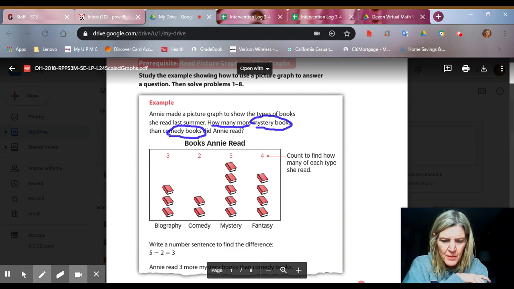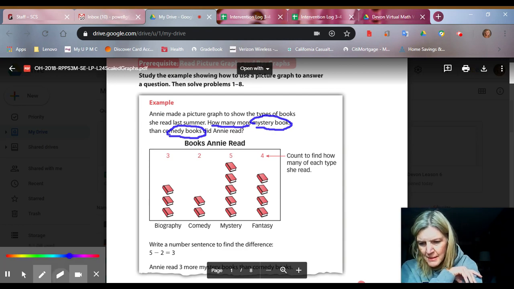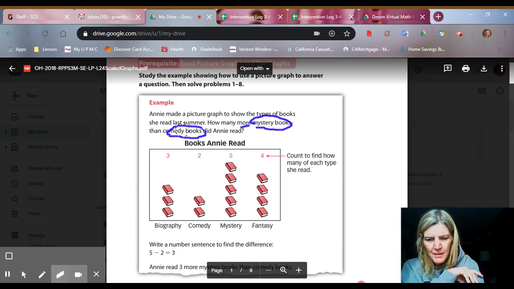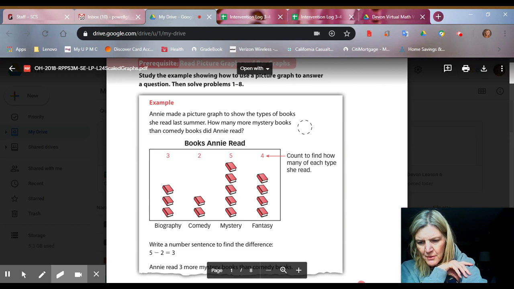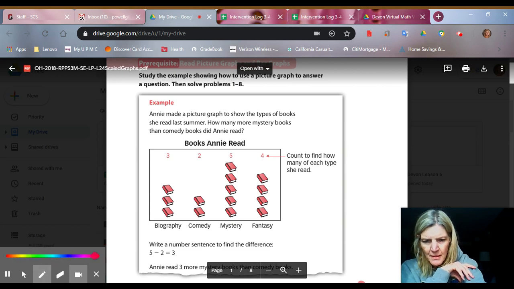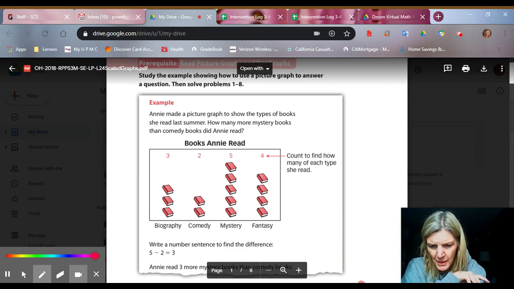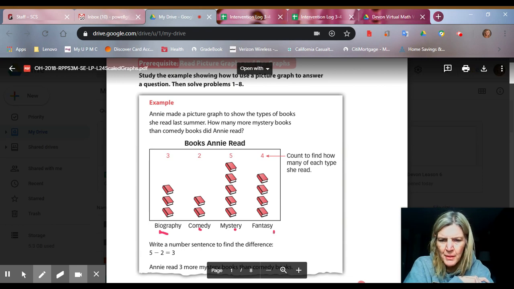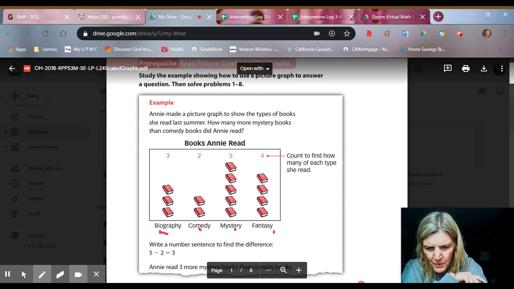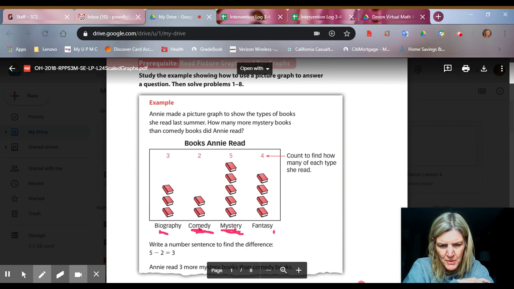So let's see. When you're looking at the graph, looking at the graph, it shows you books Annie read going across the top. And along the bottom, we have biographies, comedies, mysteries, and fantasies. We would need to know how many more mystery books and comedy books. So here are the comedies, and here are the mysteries. How many more mysteries and comedies?